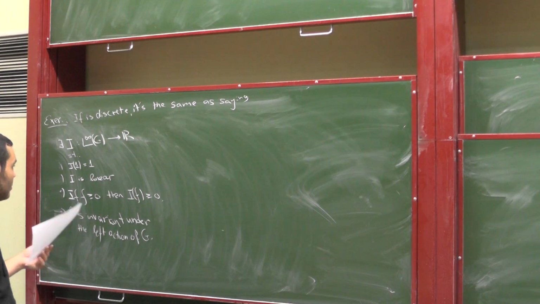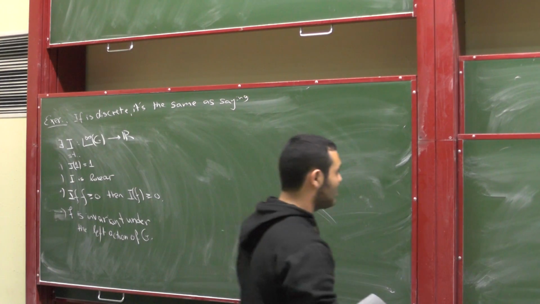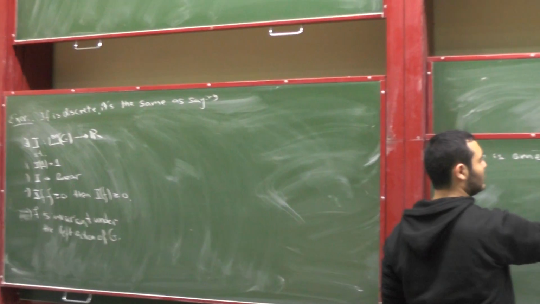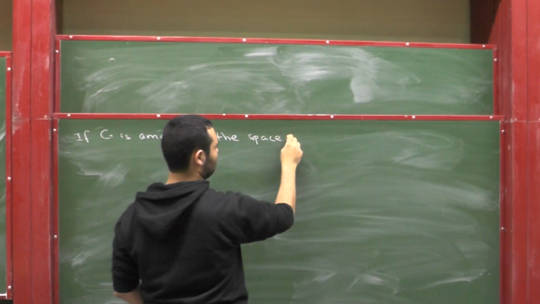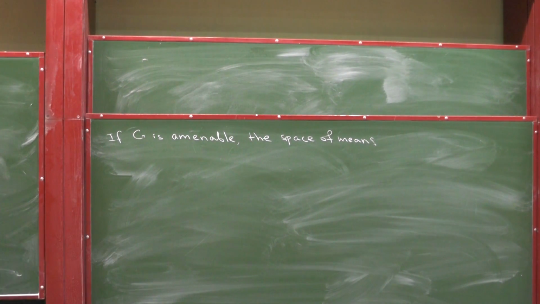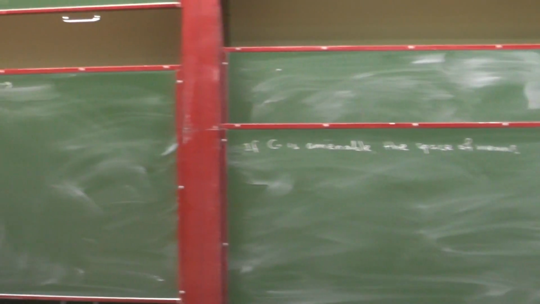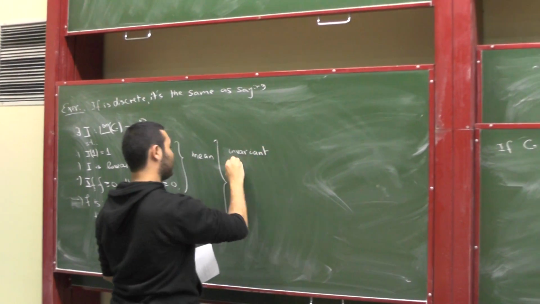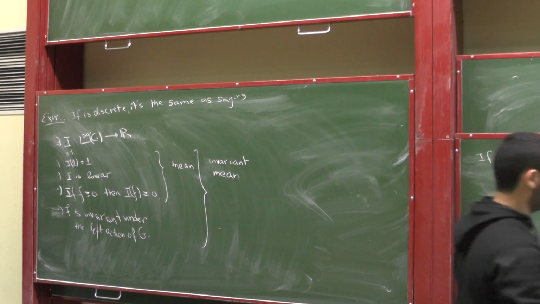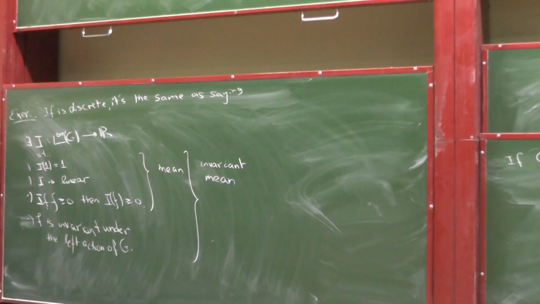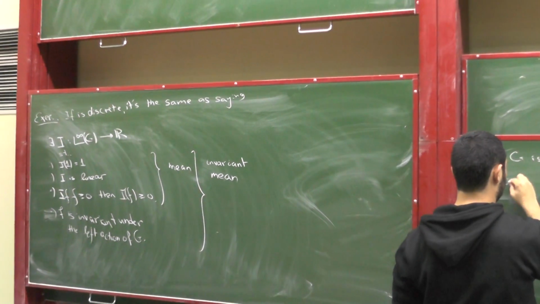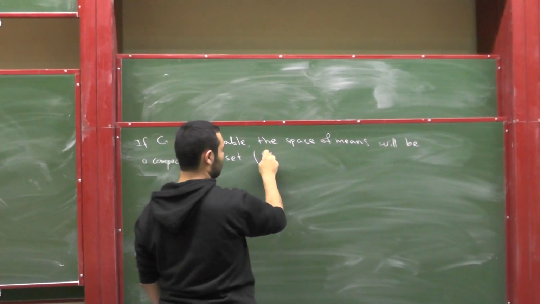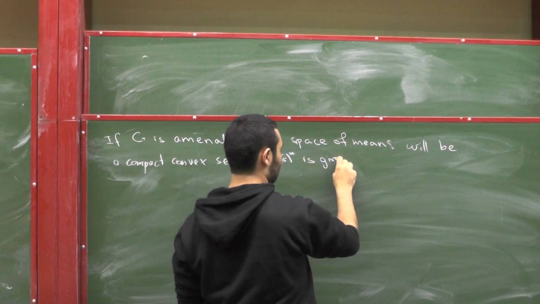So you have hints in your paper, but let me maybe just explain them. If I satisfies this, we call it a mean. If it satisfies also this, it's called an invariant mean. So if G is amenable, the space of means will be compact when the topology on the dual of L infinity of G is given by the weak star topology.